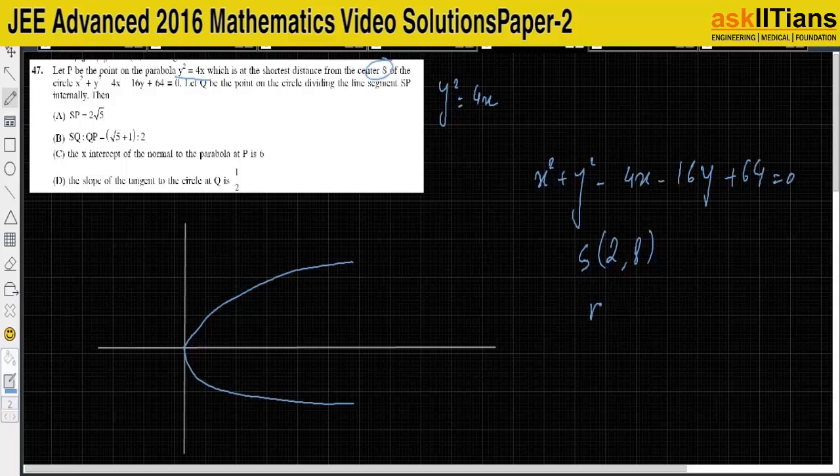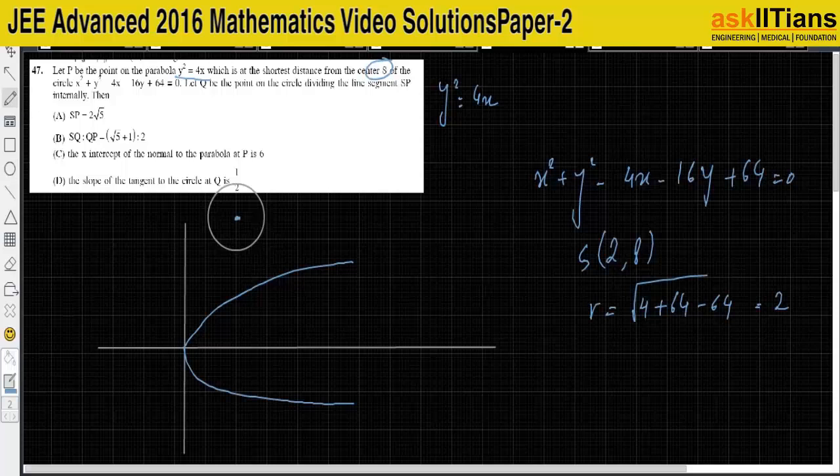And what will be the radius? Radius of this circle will be under root of g square plus f square minus c. So that's 4 plus 64 minus 64. So this will be 2, right? Radius of this circle will be 2. So the center will be somewhere here, 2 comma 8, and the circle is like this, a very small circle of radius 2.